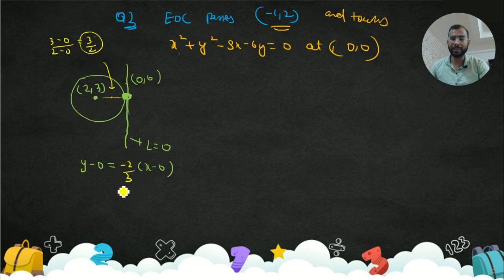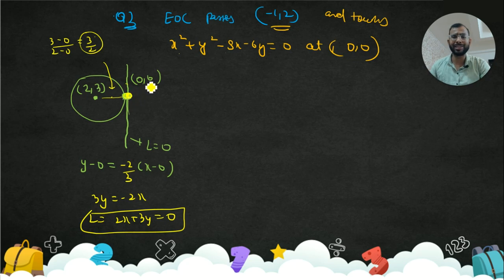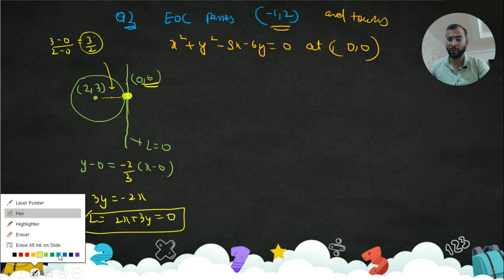अरे बोलो, समझ में आ रहा है सबको? Then this is 3y is equal to -2x. 2x plus 3y equal to 0. This is my L line. अभी हमें क्या चाहिए? पॉइंट. पॉइंट इज 0, 0. तो क्या ही है, हो गया क्वेश्चन.